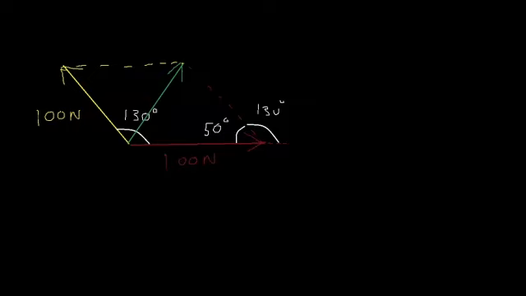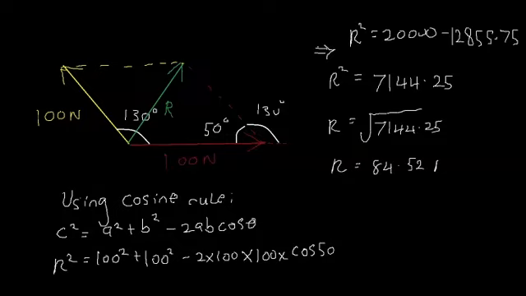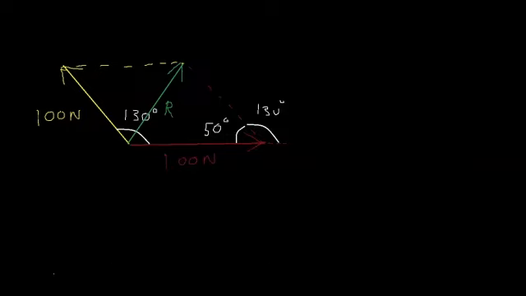We can now calculate the magnitude of our resultant vector by using our cosine rule, where A and B represent the sides of our parallelogram, which have values of 100 Newton, and our angle theta is 50 degrees. We use 50 degrees instead of 130 degrees because 50 degrees is the angle facing the resultant or the diagonal in the parallelogram. So plugging our values into our cosine rule and solving for r, we have r equals 84.52 Newton.